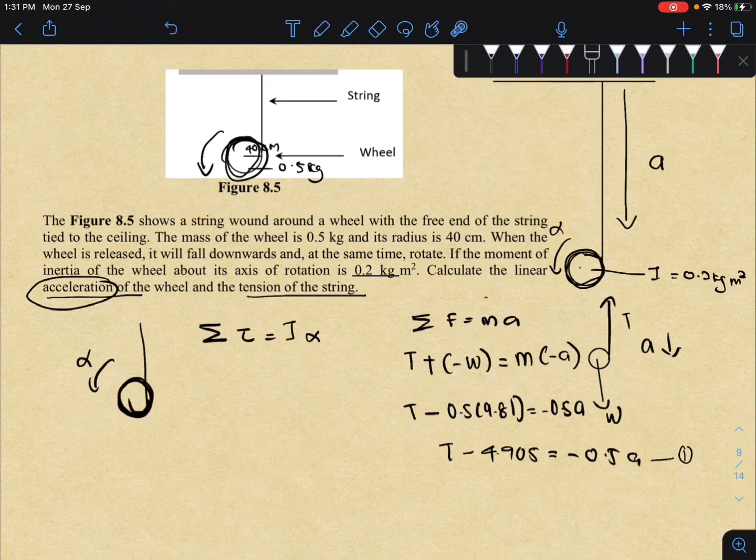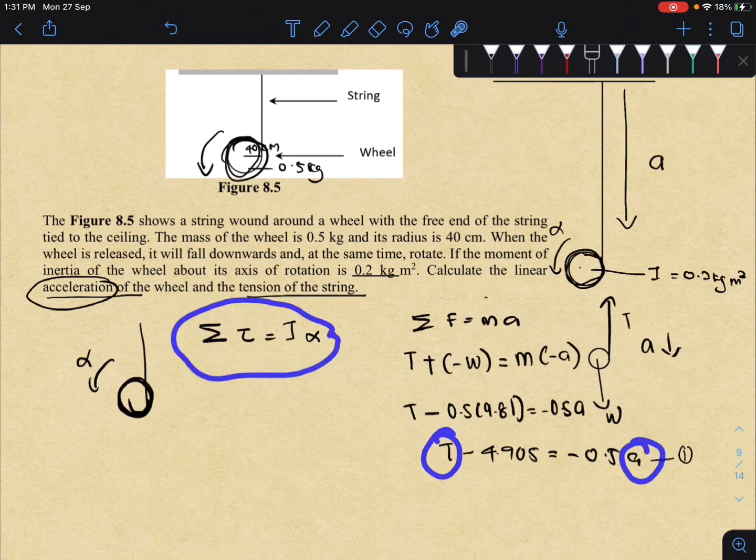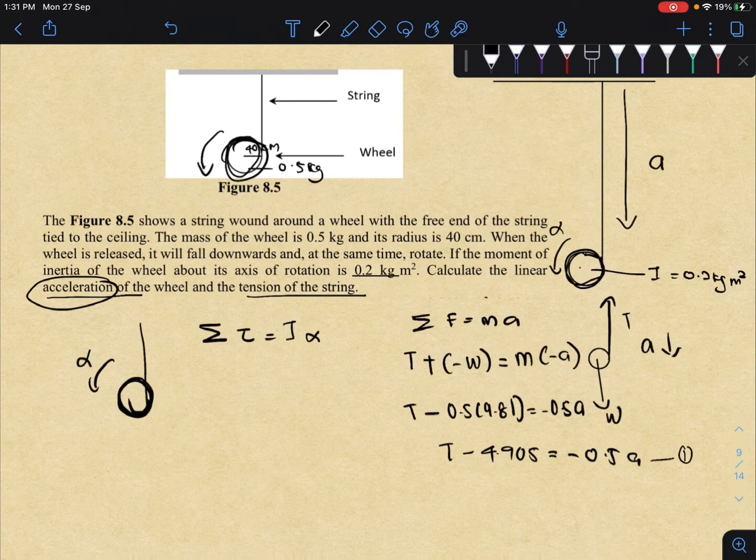So what we are going to do is use the information from Newton's second law of motion for rotational motion to help us find the tension and the acceleration. As the object is rotating, it experiences two forces, tension and also the weight of the wheel itself, same as before.